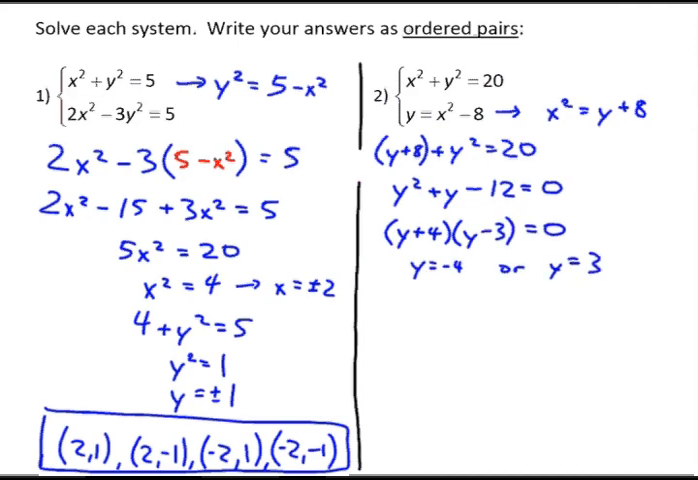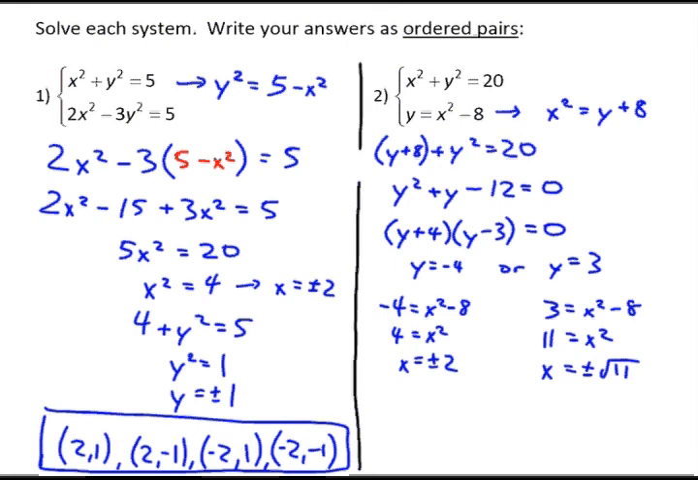Now, we have two different answers for y. We have to use each one independently, because they're not going to square to the same thing. So, I'll plug them in individually, and we'll solve for x. So again, we have 4 points. We just need to associate the correct x coordinates with correct y coordinates.